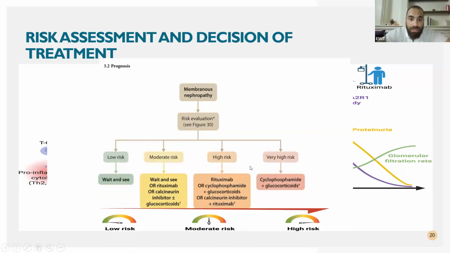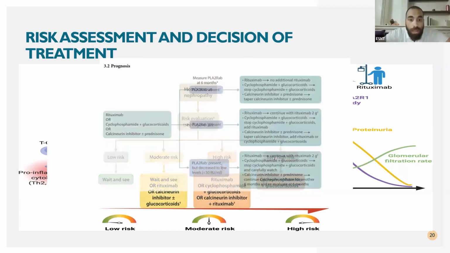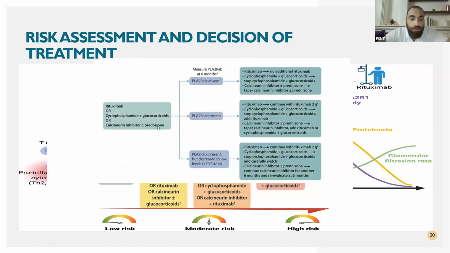And treatment now is divided according to this classification, as we mentioned before, according to these three parameters, which are the antiphospholipase antibody, and proteinuria, and GFR. And if you have a patient with high risk, it's mandatory now to start treatment. You can't wait and see as we used to do before. And not only this, as we mentioned, after starting treatment, you have to follow the antibody titer.